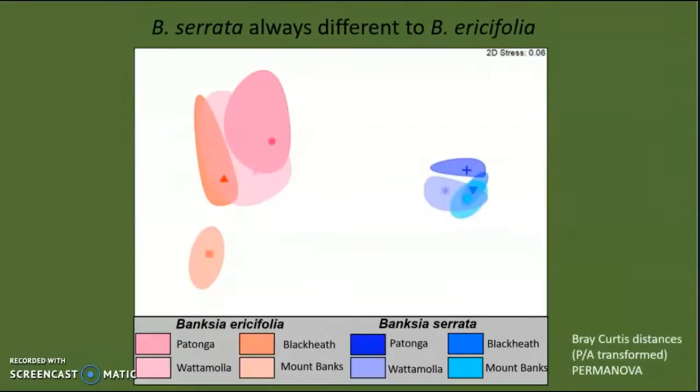Our PERMANOVA results indicated that at every site, the community in Banksia serrata was different to that in ericifolia, regardless of data transformation. This result is visualized in the NMDS. Each of the ellipses represent the samples from site of each host. Ellipses in shade of red represent communities in ericifolia, and those in blue show the communities of serrata. Ellipses closer together are communities more similar in composition. Samples from each host form 2 distinct clusters.